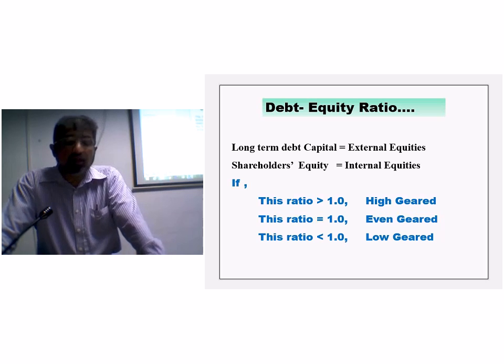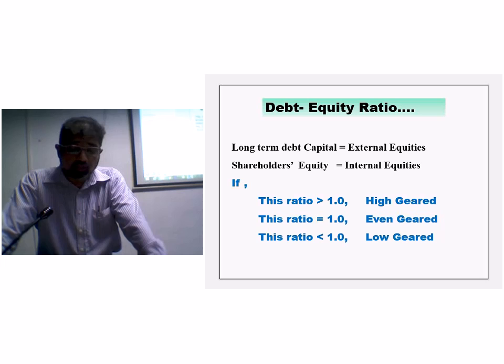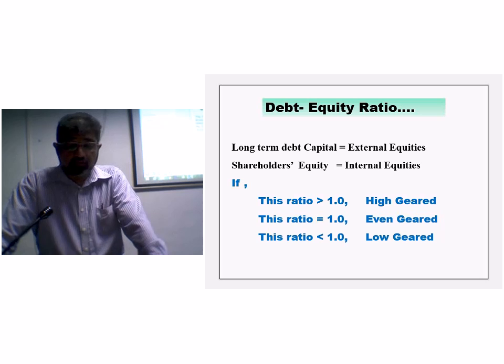Next one, dividend coverage. Dividend coverage, same ratio here, earning after tax. Here we have to divide this by preferred or the preference dividends.